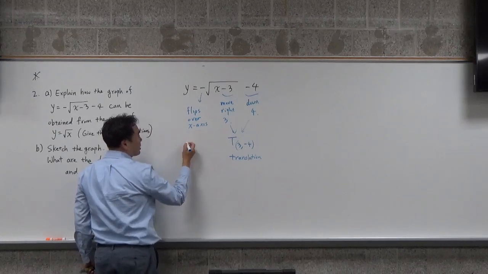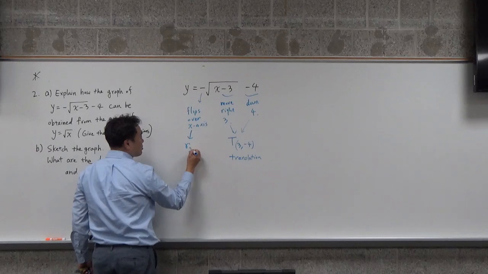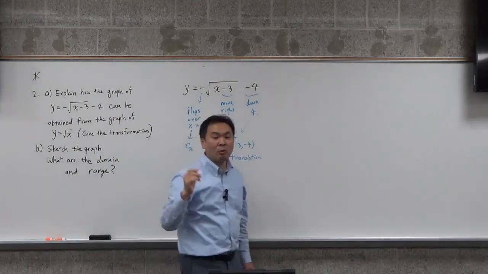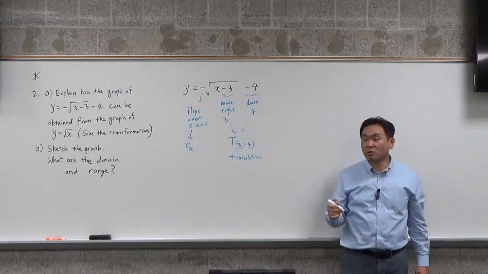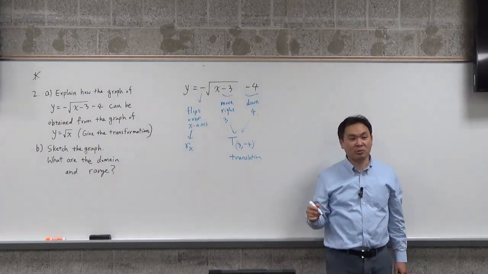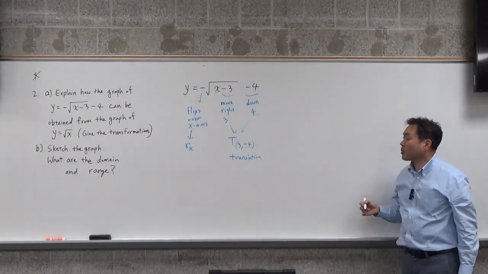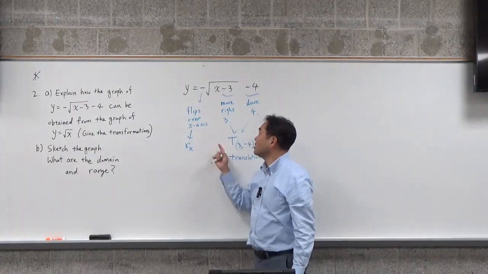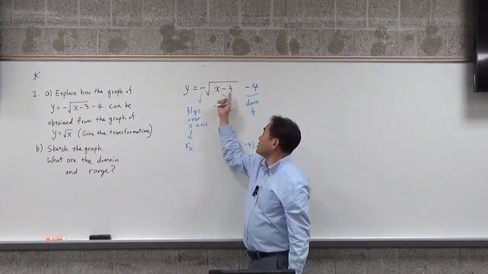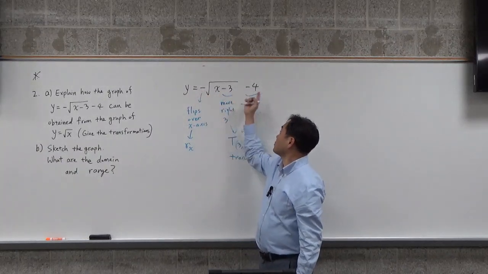And flipping over the x-axis has a notation called small r of x. So if you do small r of y, that means you reflect over the y-axis. Small r of x means you reflect over the x-axis. So we have basically these two transformations that are given by these things, the minus, and negative 3 and negative 4.